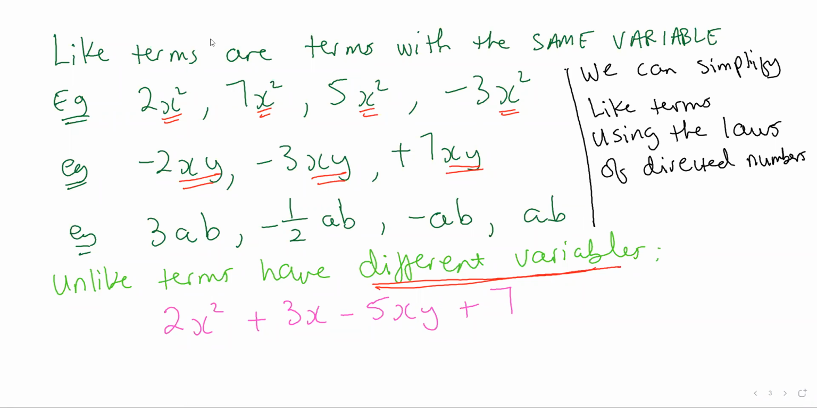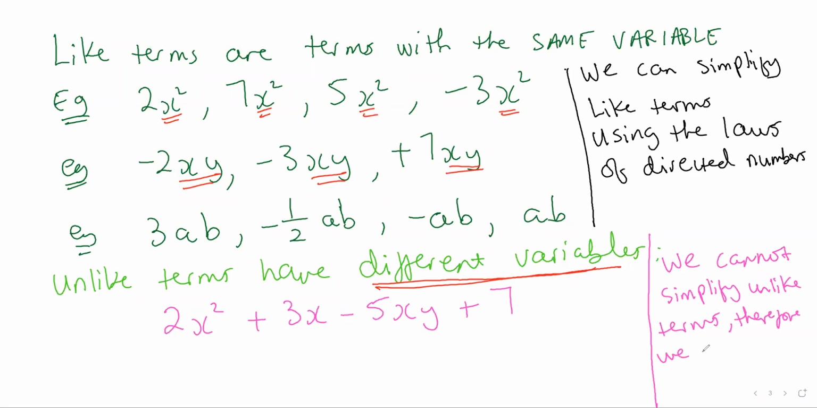Now, look at unlike terms. Guess what? We can't do anything with unlike terms. So the note here is simple: we cannot simplify unlike terms. Therefore, we leave them as is. So if somebody tells you now, go ahead and add and subtract this here.